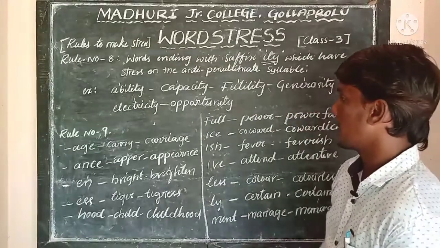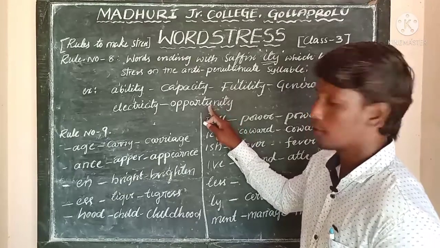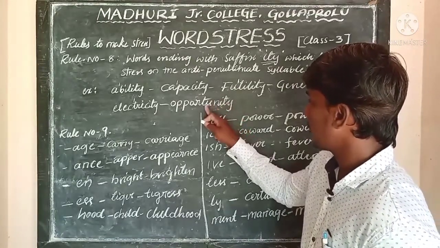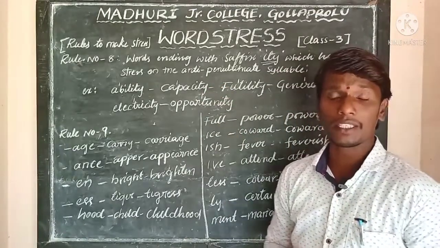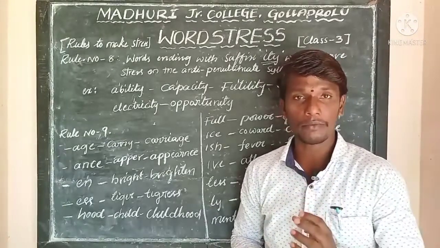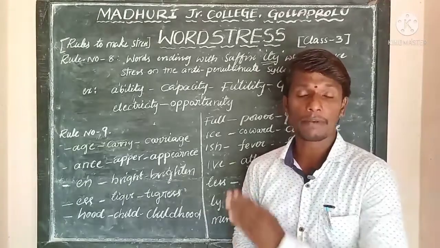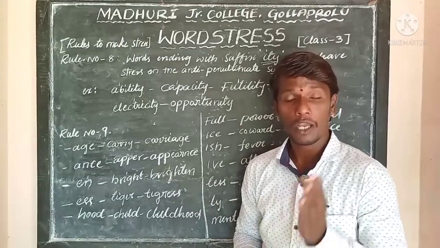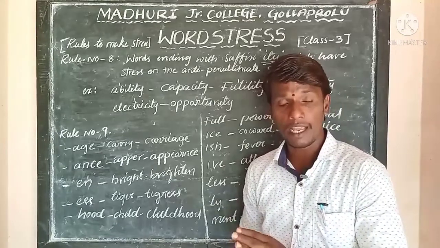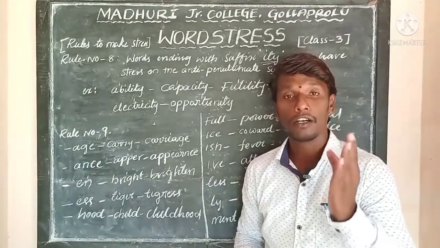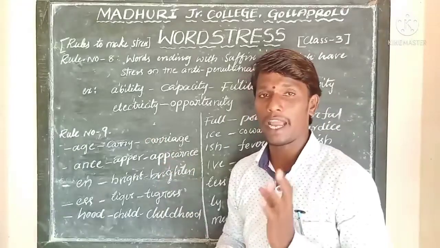And now opportunity, op-por-TU-ni-ty. Counting from the last syllable, one, two, three, so the stress is on TU. So this is how, when words end with the suffix ity, stress is on the anti-penultimate syllable, that is the third syllable from the last. If it is the penultimate syllable, that is the second syllable from the last. Now, this is penultimate and anti-penultimate.